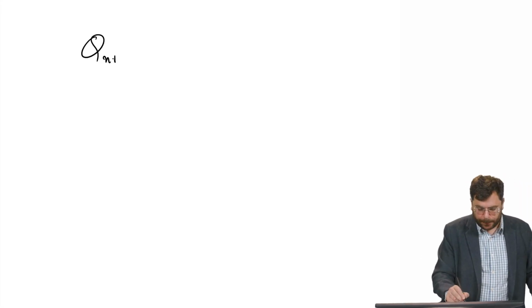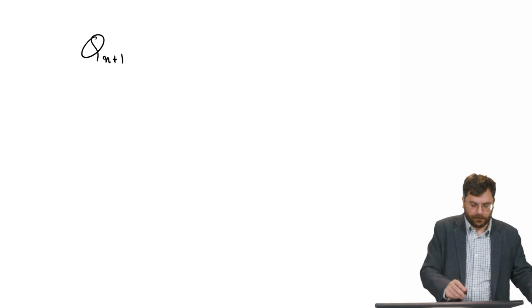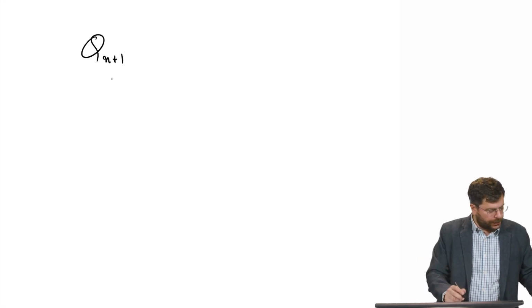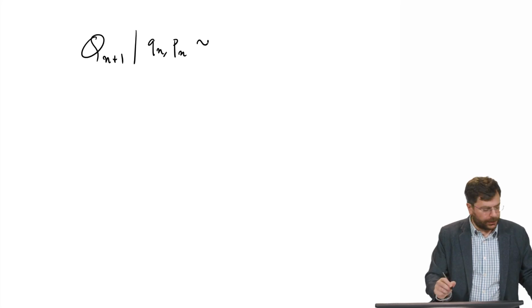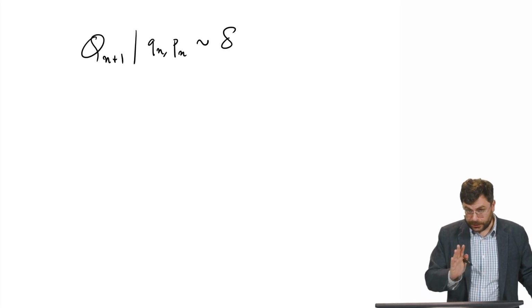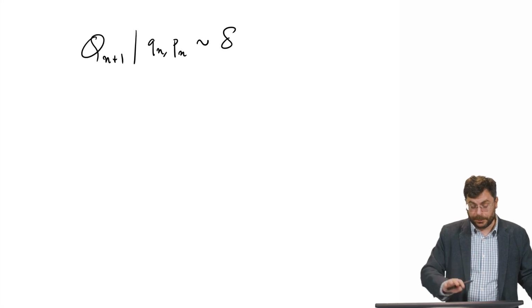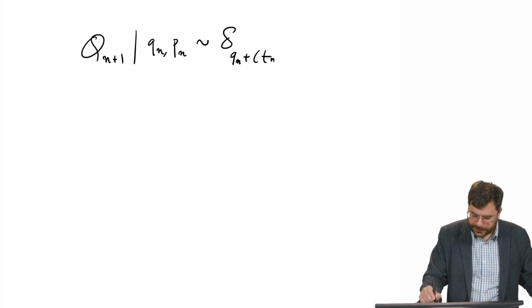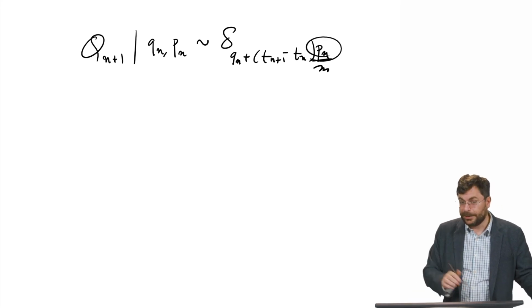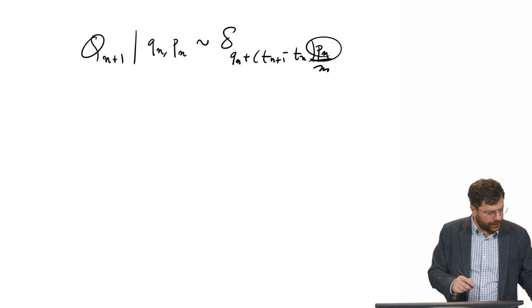And briefly speaking, my position at some future time, conditioned on my current position and my current momentum, is still going to be a delta function because the expression for the position itself does not have the noise in it. So there's a qn plus (tn plus 1 minus tn) times pn over m. But remember now that pn itself is going to be random.